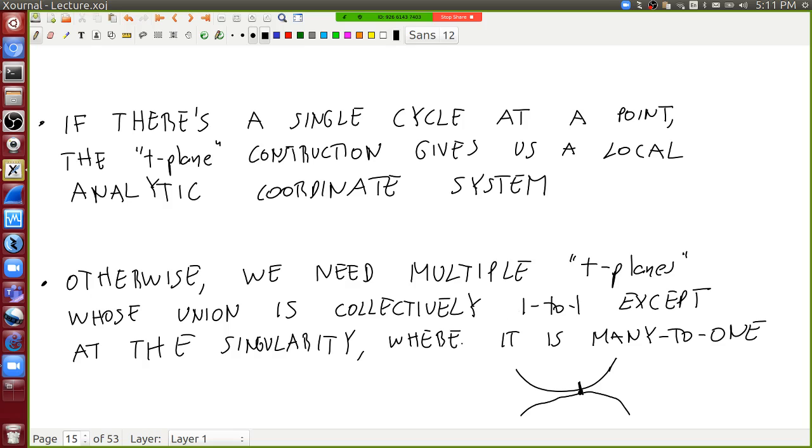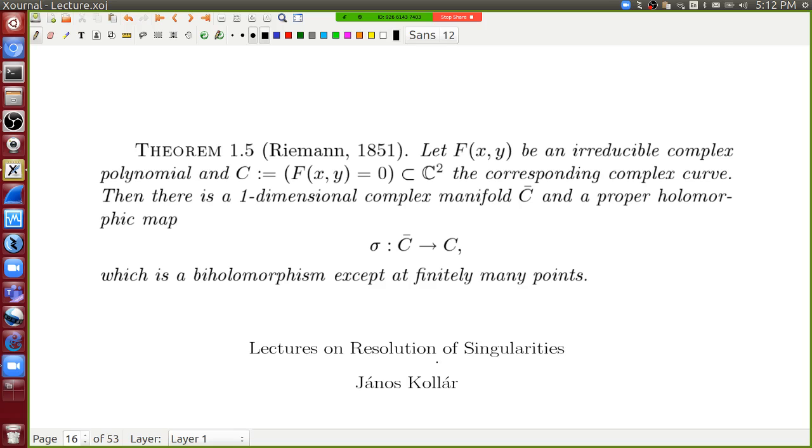Each t-plane can have more than 1 point, one for each of these cycles, and they're all going to map to the same point at the singularity. And everywhere else on the algebraic curve, the implicit function theorem is telling us that it's analytic. So this is the worst it gets, it's almost a manifold. And if you patch it up with a couple extra points at these singularities, it then actually becomes a manifold. And that is basically a proof sketch of Riemann's theorem.